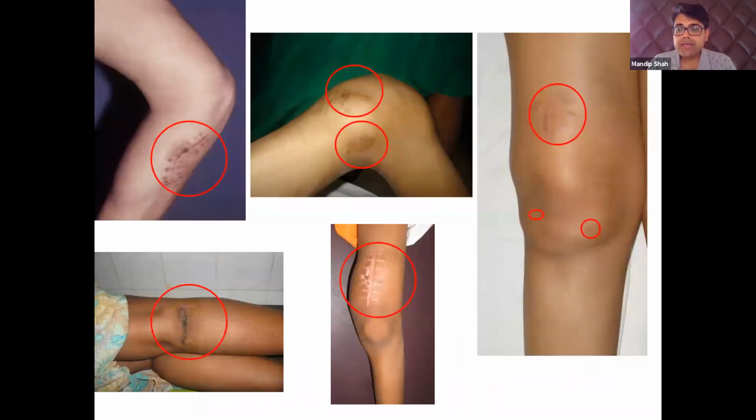So these are some examples of very poorly performed biopsies. As you can see, a curvilinear scar with large hatch marks, multiple scars, there are 2 areas of contamination rather than 1 area. This is a horizontal scar in the popliteal fossa. Now this patient, I cannot do a salvage surgery here. We have to do an amputation.